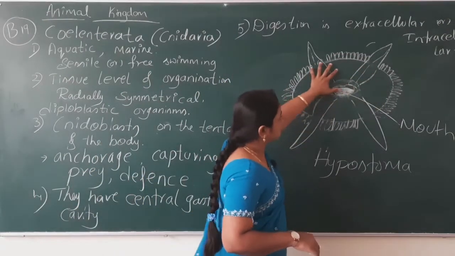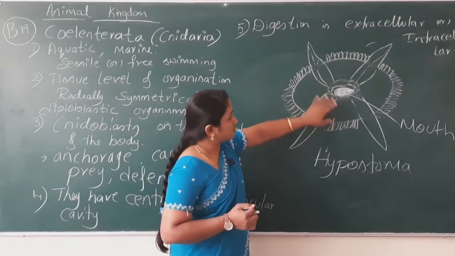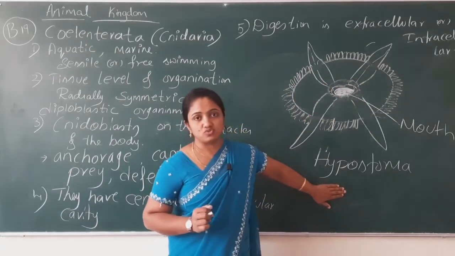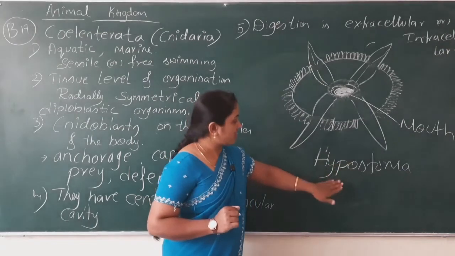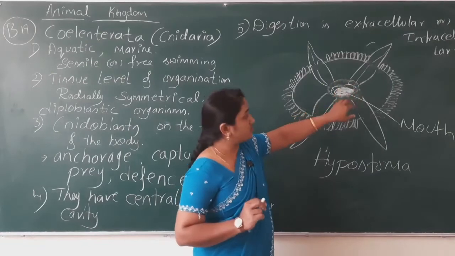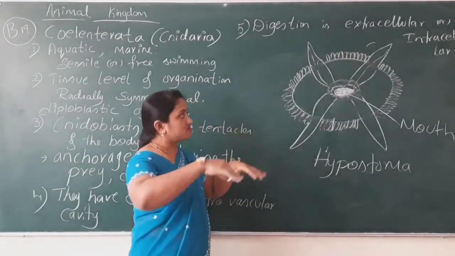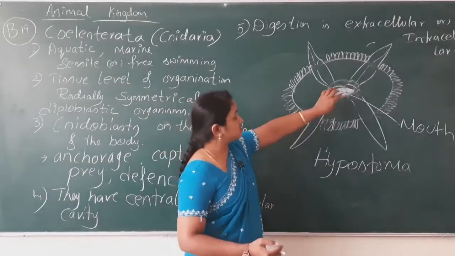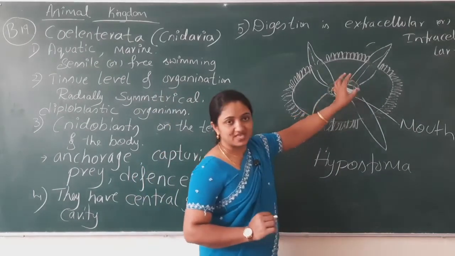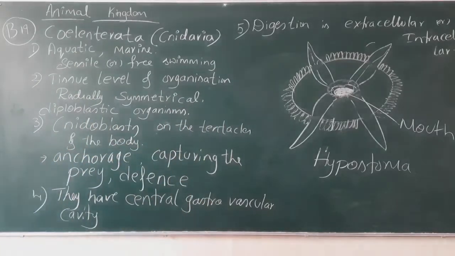So this is the lower part of Aurelia or jellyfish. The lower region is known to be hypostoma. In the hypostoma region, it has a small opening known as mouth, and next to the opening, it possesses the gastrovascular cavity.